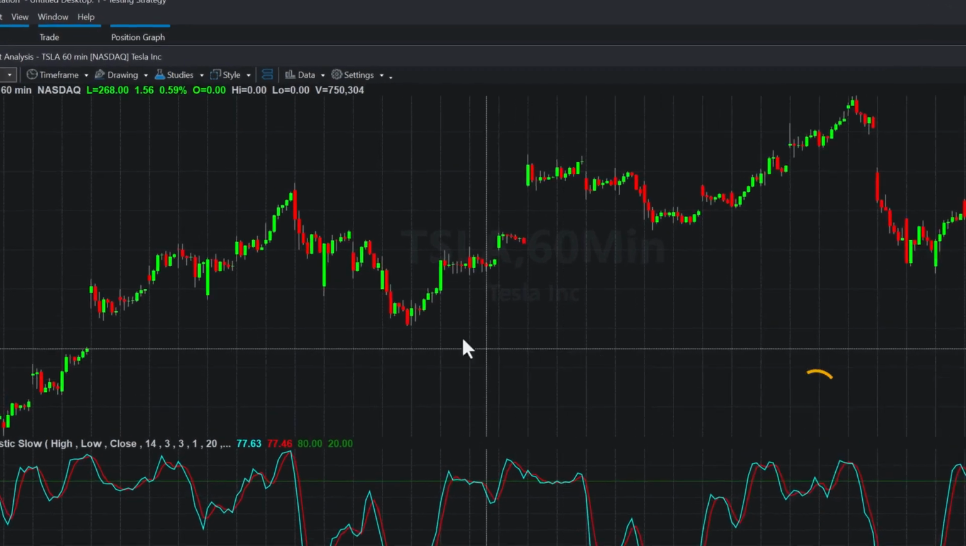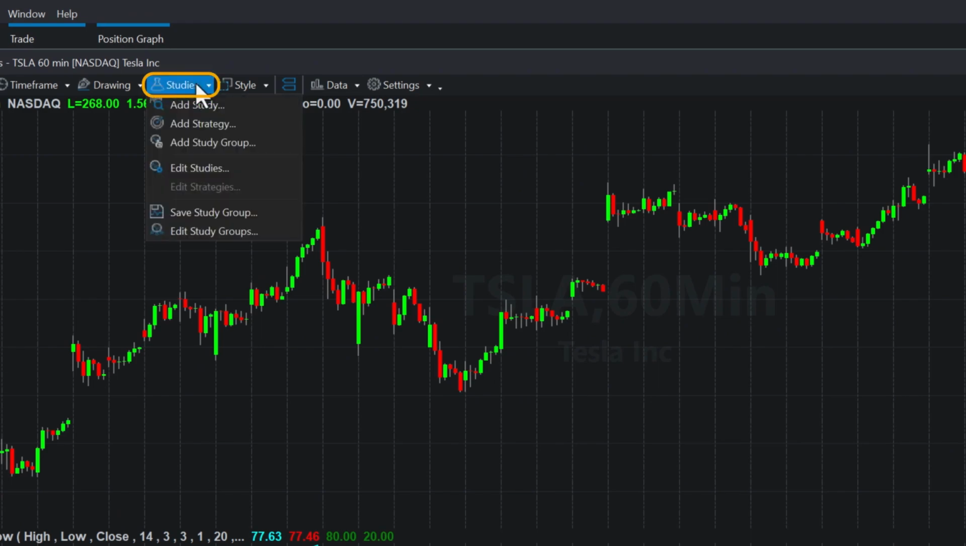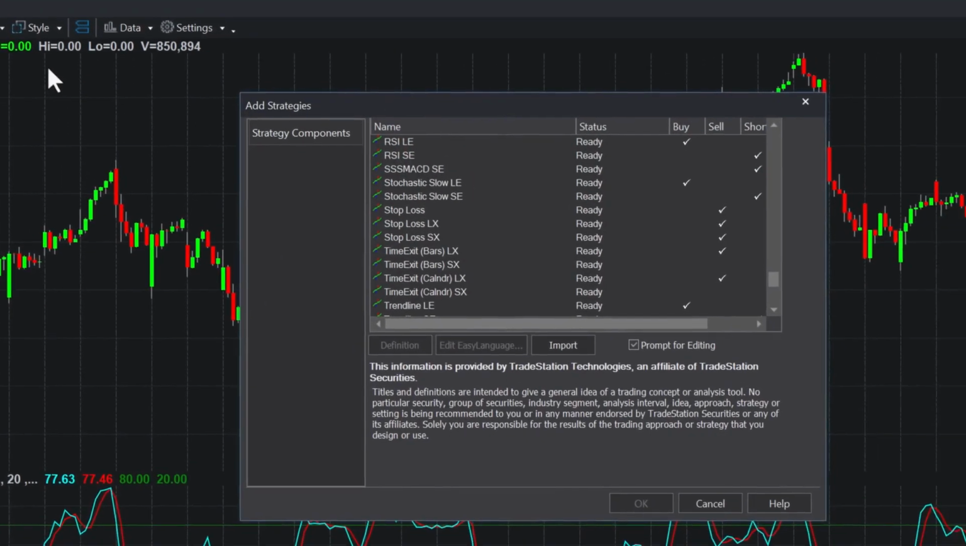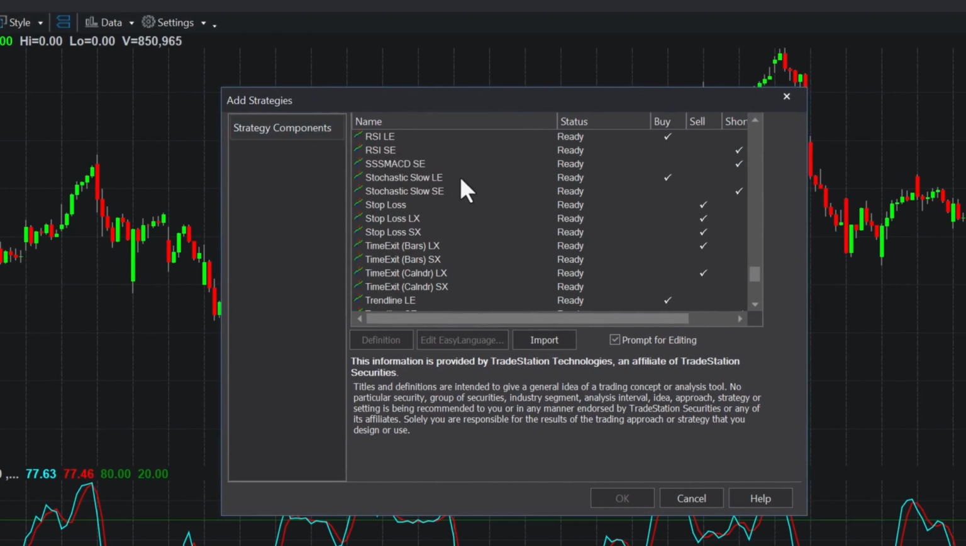You can view the list of available strategies by going to Studies and Add Strategy. Most strategies have different suffixes. The LE stands for long entry, while the SE is short entry. Some strategies, like the stop loss, can have LX for long exit or SX for short exit. Combining entry strategies that generate long and short positions will act as a reversal strategy.